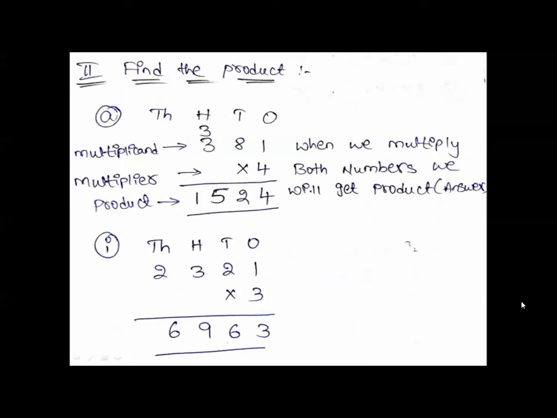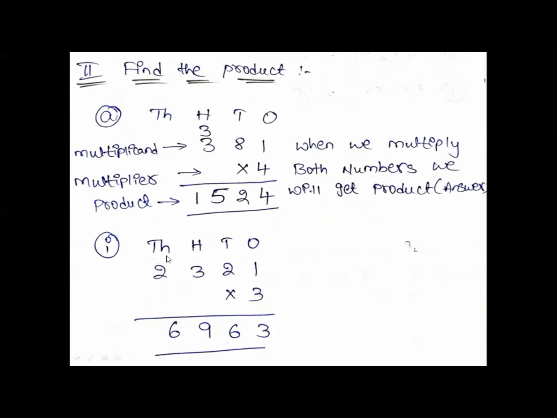Find the product. Same as before. 381 into 4. See here. 4 1s are 4. 8 4s are 32. Carry 3 up. 4 3s are 12. 12 plus 3, how much? 13, 14, 15. The product is 1524. Next one. This is in the thousands place.